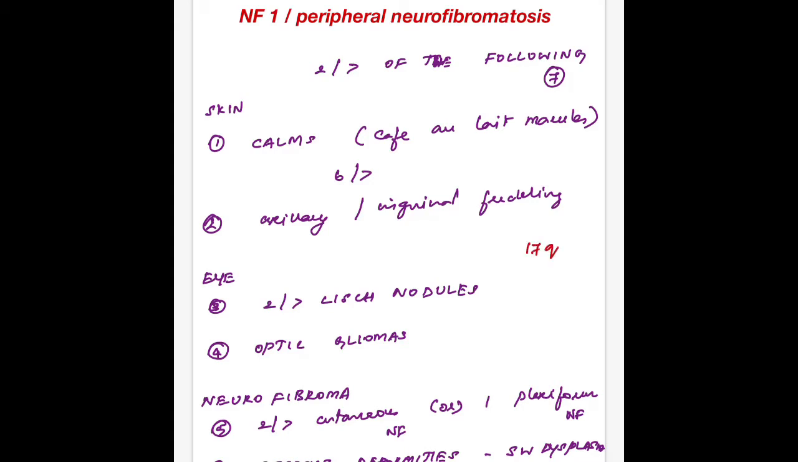The next thing we have to know is that the gene involved is on chromosome 17q, and the protein is neurofibromin, which is involved in regulating RAS activity. The regulation of RAS oncogene activity is the function of neurofibromin.